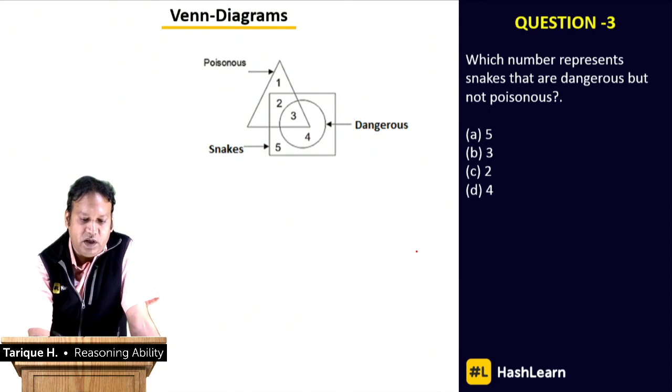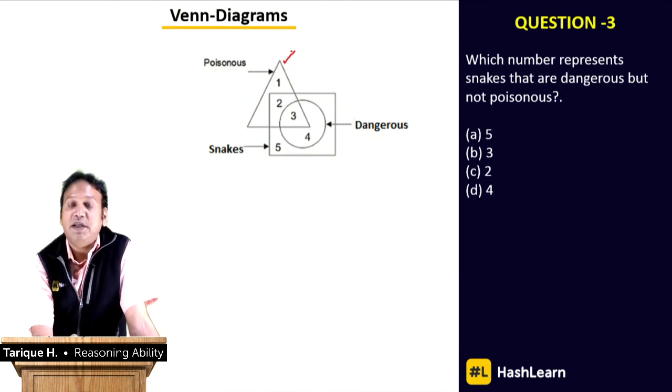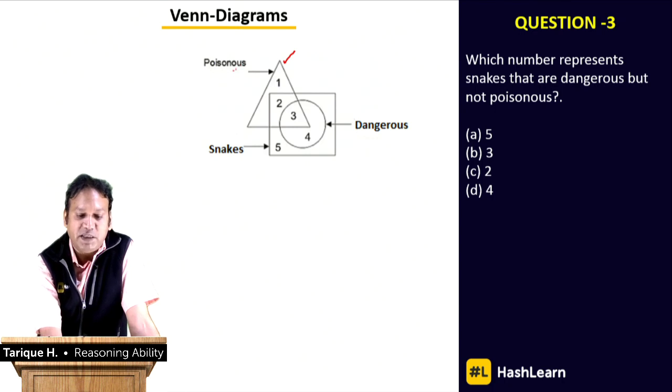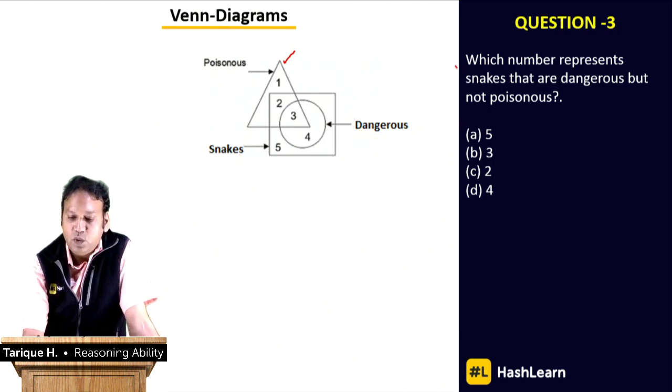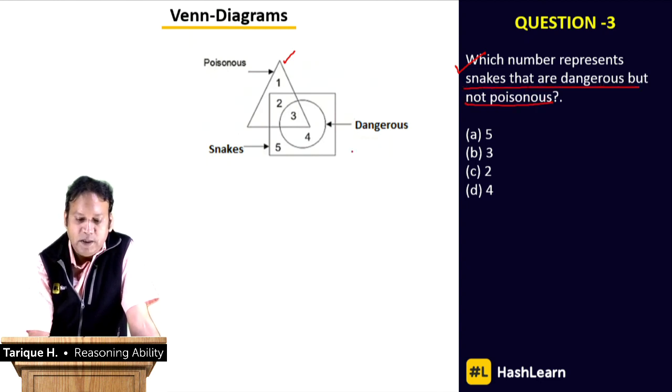Very similar to the previous one. We have again three figures here. One is a triangle, which represents something that's poisonous. One is the circle, which represents dangerous, and one is the square, which represents snakes. And the question is asking which number represents snakes that are dangerous but not poisonous. Dangerous but not poisonous. That means they should be in the circle.